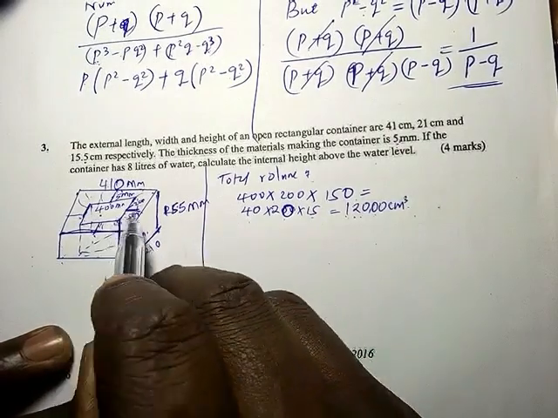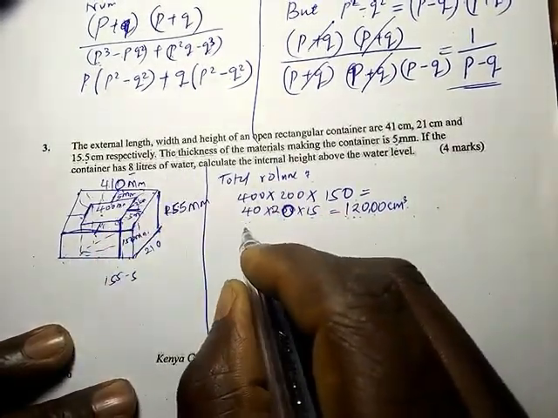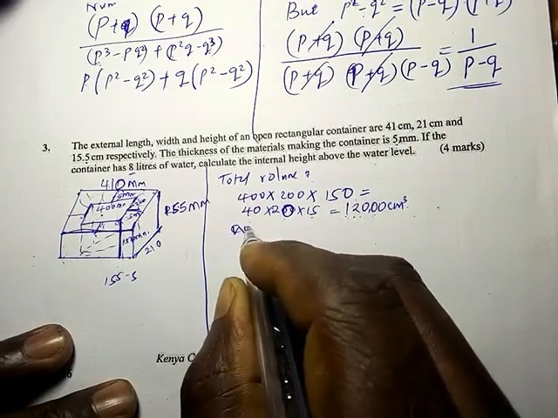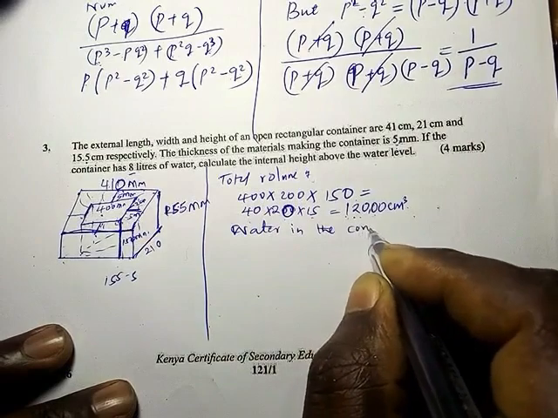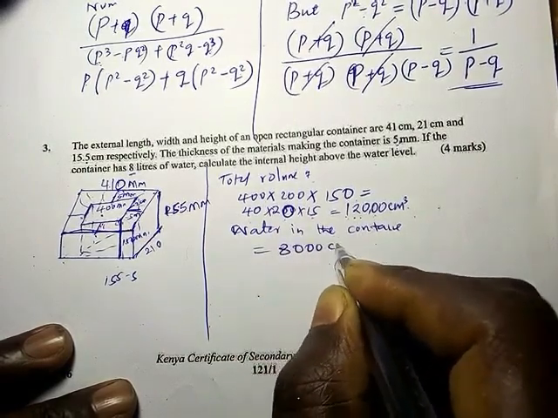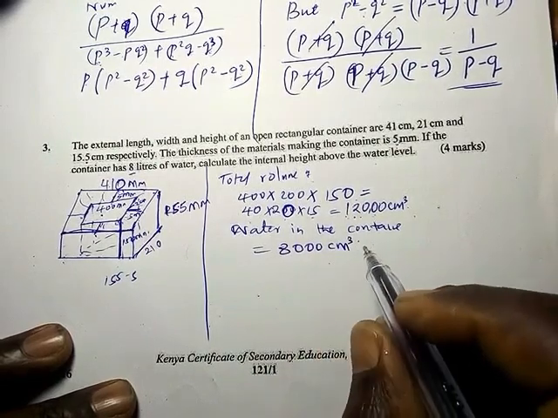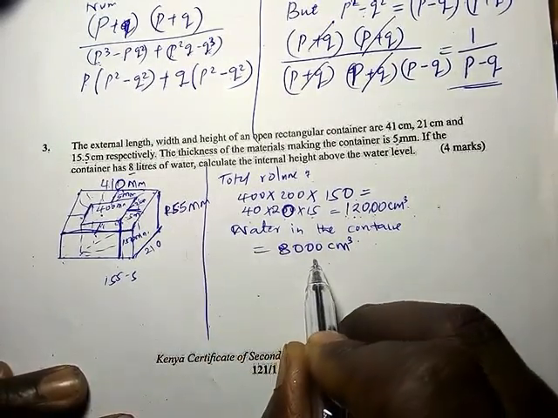Lakini tumeambiwa already iko na maji 8 liters. 8 liters, that is, so water in the container is equal to 8,000 centimeters cube, because we know 1,000 centimeters cube is equal to 1 liter, so we have converted 8 liters to centimeters cube.